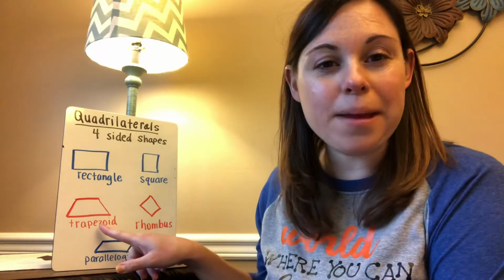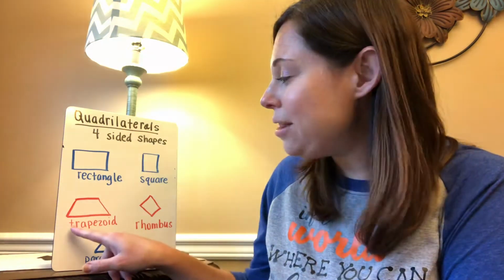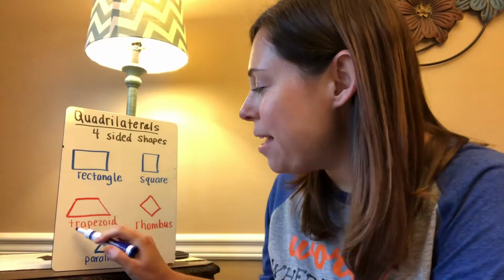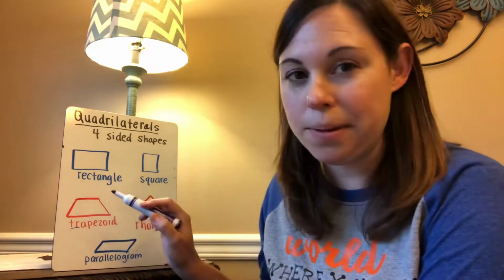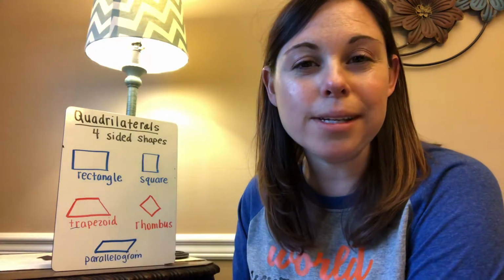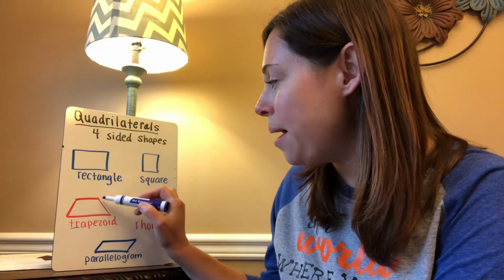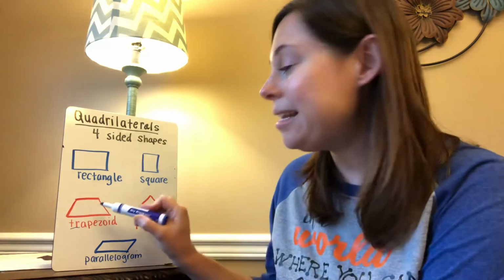The next shape is a trapezoid. A trapezoid, I see the letters TR in trapezoid, and it makes me think of a triangle that has lost its top. So a trapezoid almost looks like the base of a triangle. If I were to keep drawing this up and up, it would look like a triangle that's lost its point. And it does have four sides.